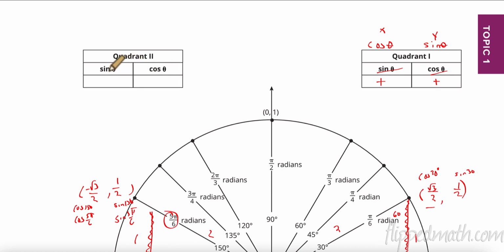In quadrant 2, again, switch these. I want you to understand it's x, y. I have no idea why the book would do this. So to the left, my cosine values should be negative. Up, my sine values should be positive because I go up.